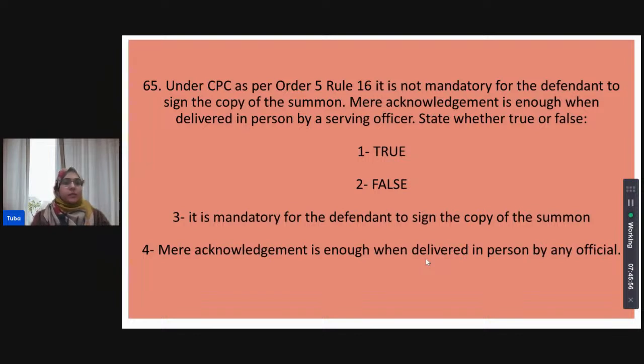Under CPC, as per Order 5 Rule 16, it is not mandatory for the defendant to sign the copy of the summon. Mere acknowledgement is enough when delivered in person by a serving officer. State whether the statement is true or false. You can choose 1, it's true; 2, it's false; 3, it is mandatory for the defendant to sign the copy of the summon; or 4, mere acknowledgement is enough when delivered in person by any official. So not just the serving officer, but any official.